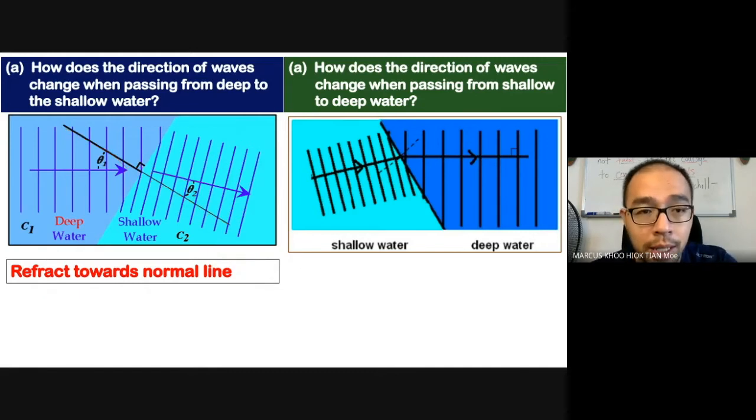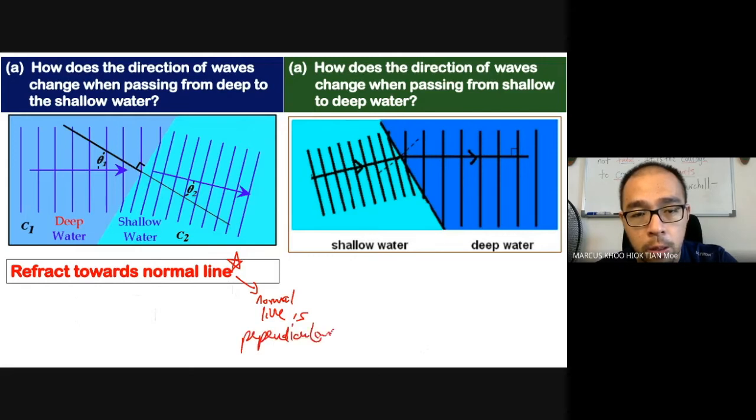I would like you to put a star over here and remember to write this: the normal line is perpendicular to the boundary.